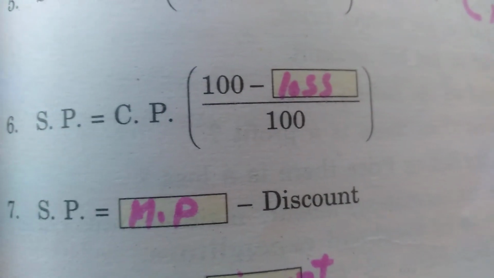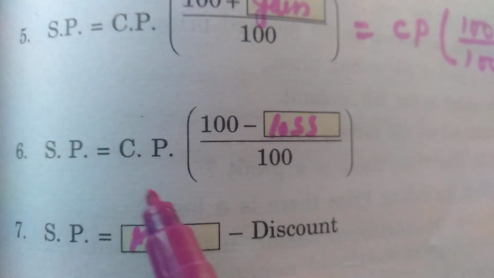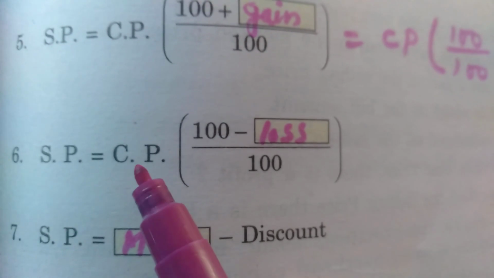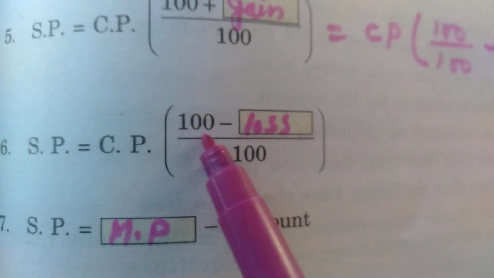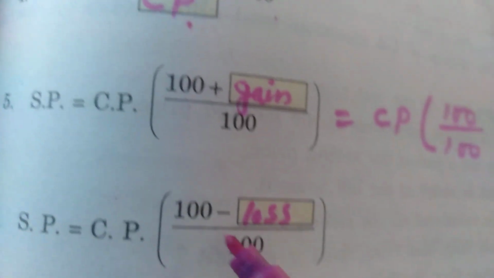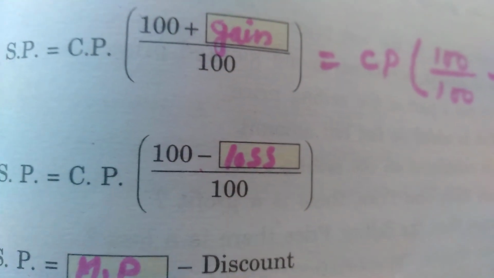Then the next question is SP. SP is calculated on the loss. When the loss is there, then CP 100 minus loss. In case of the gain we add, and in case of the loss we subtract.